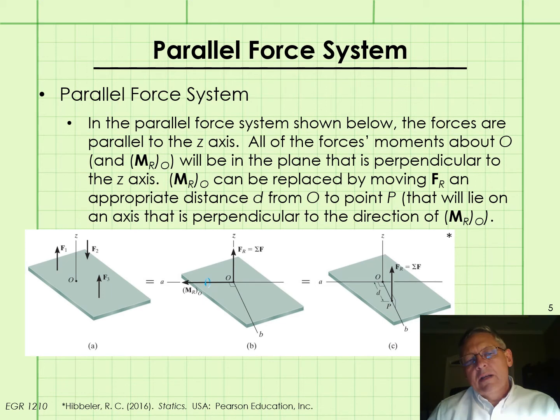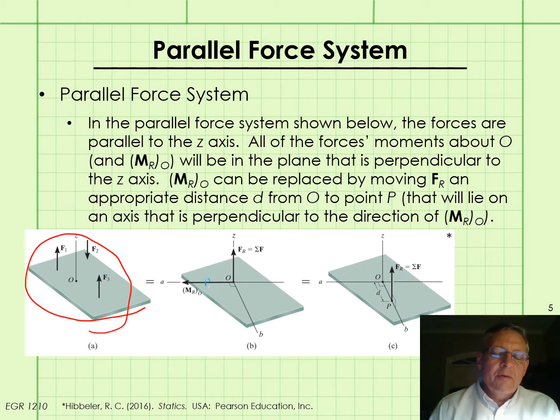The third case where we can create an equivalent system that consists of just a single force resultant and no resultant moment is the parallel force system. As the name implies, this is a system in which the lines of action of all of the forces are parallel to one another. So figure A here is an example of a parallel force system where all the forces are parallel to the z-axis, and when we move those forces to point O, all of their associated couple moments and the resultant moment produced by summing those couple moments will all be perpendicular to the z-axis.